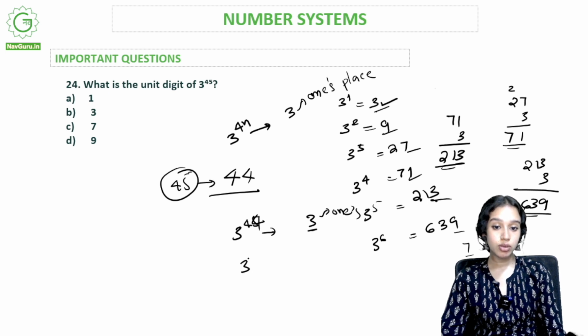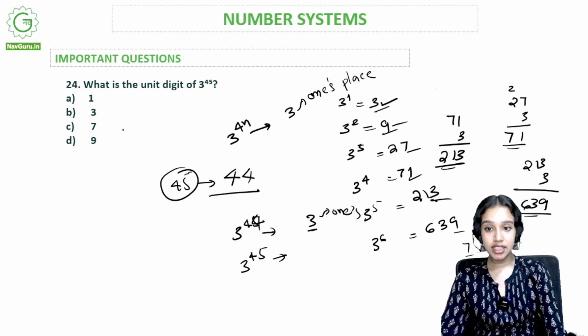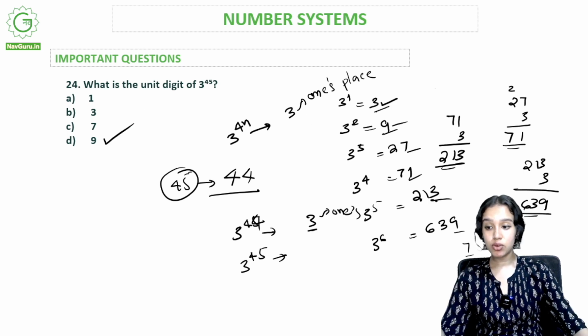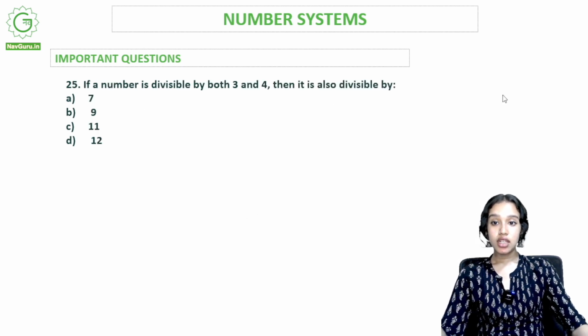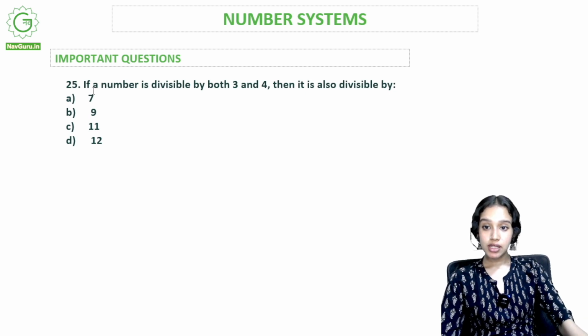So what would it be for 3 raised to 45? It would be 9. And thus the question is solved. Now we are moving on to the next question.